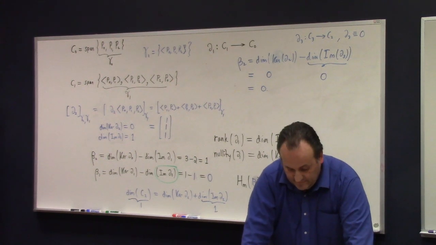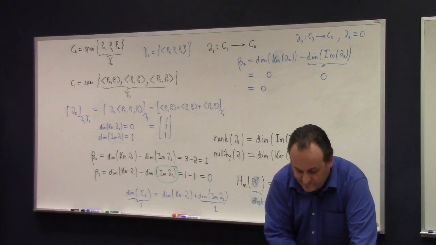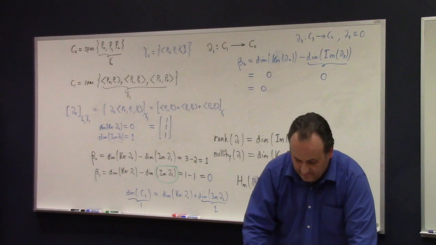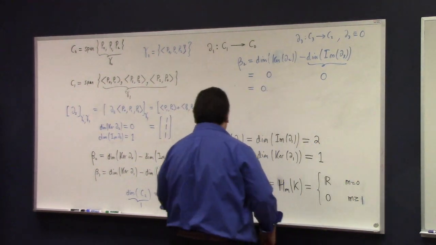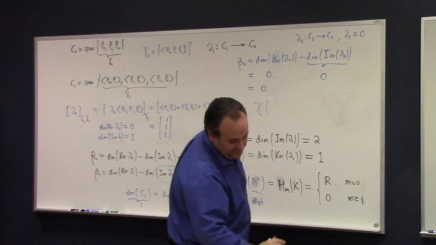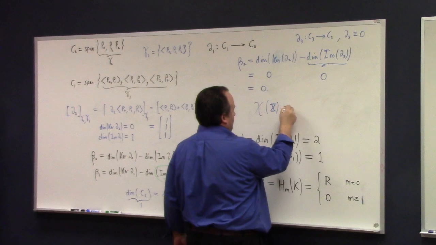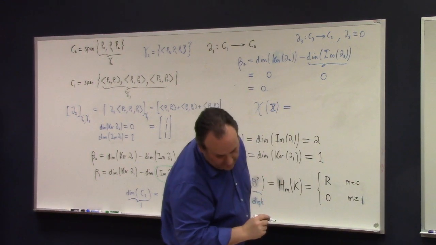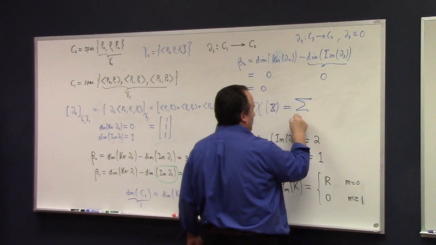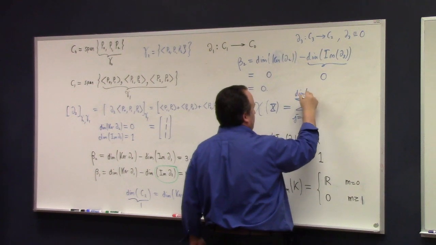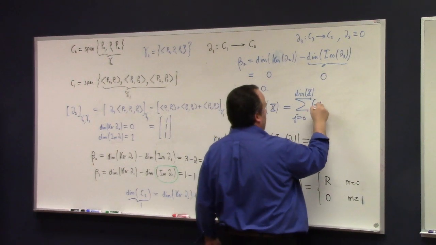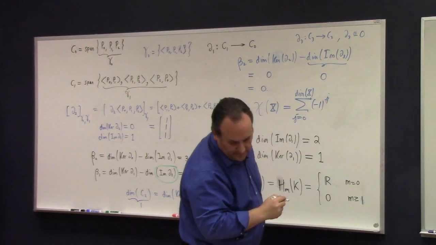But on the other hand, it's also equal to the alternating sum of the Betti numbers. So the formula is that the Euler characteristic of a space is equal to the sum, j equals 0 to the dimension of the space, of (-1)^j beta sub j.